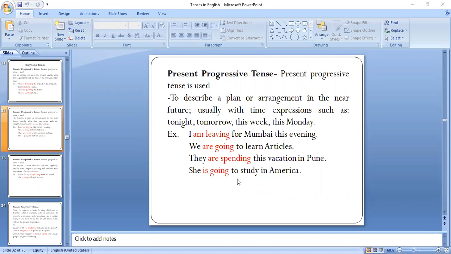Okay, so where the present progressive tense can be used, that we will see.